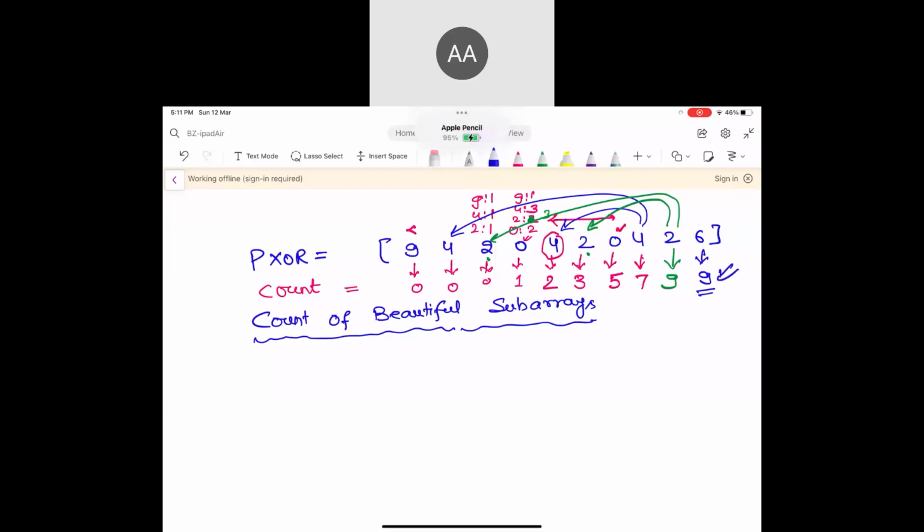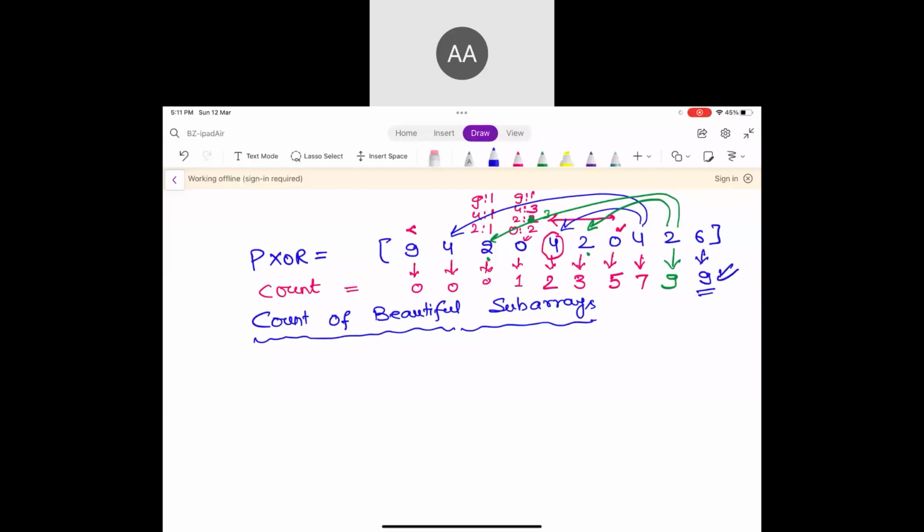So what did you miss out? I missed out the count of 4 and 2. I only counted it one time. Yeah. But if 4 occurred 2 times earlier, they will give you 2 new subarrays. Yes, sir. Okay, others, is it clear?